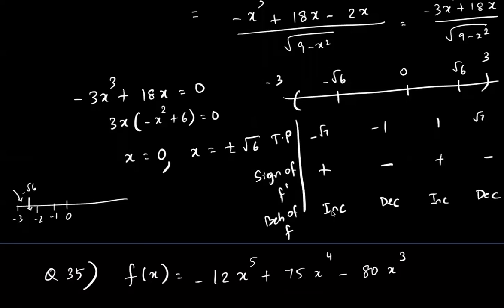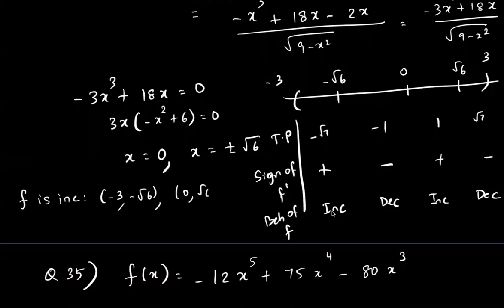So then how do I write my answer? Where is this function increasing? To write your answer, you're going to say f is increasing in the interval negative 3 to negative root 6 and then 0 to root 6. Whereas f is decreasing in the interval negative root 6 to 0 and root 6 to positive 3. And that will be your answer.